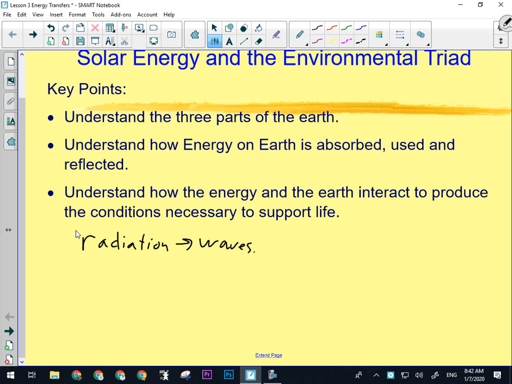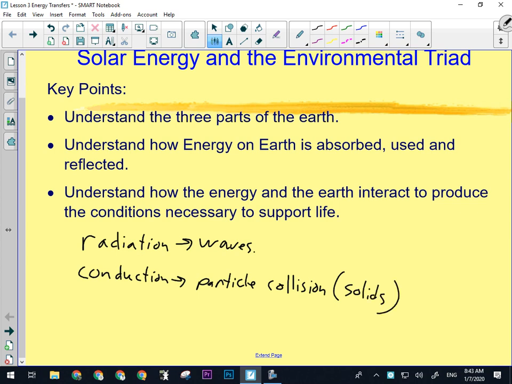What else? Conduction is another one, and that is transfer of energy by particle collision. Particle collision, and it happens in solids, basically exclusively in solids. So for conduction, let's say we put a metal spoon into a pot of boiling soup. Do you want to grab that spoon anytime after that? Why not? You're going to burn yourself.